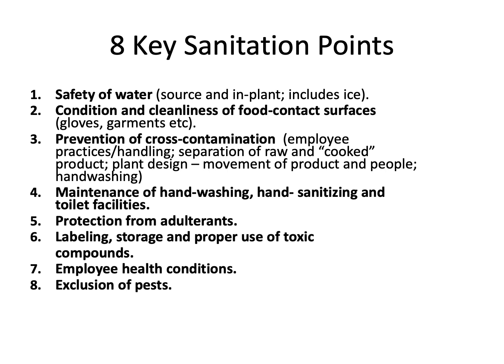Number 5, the protection from adulterants. And number 6, labeling, storage, and proper use of toxic compounds. Number 7, employee health conditions. And number 8, exclusion of pests. We'll be covering these in more detail in Module 2.